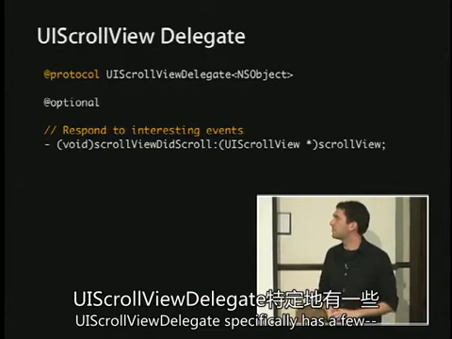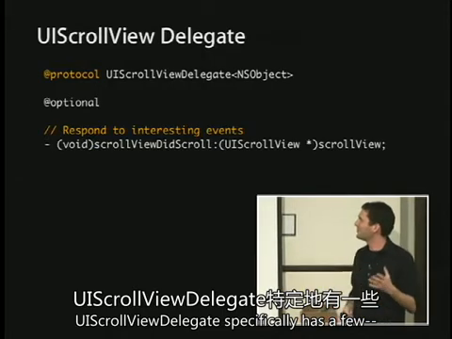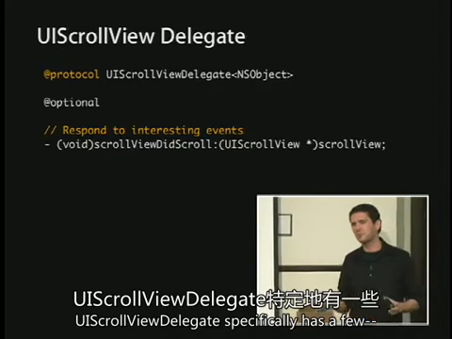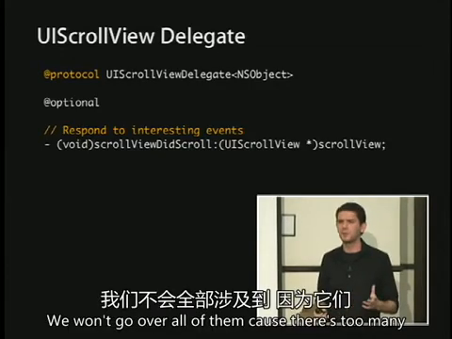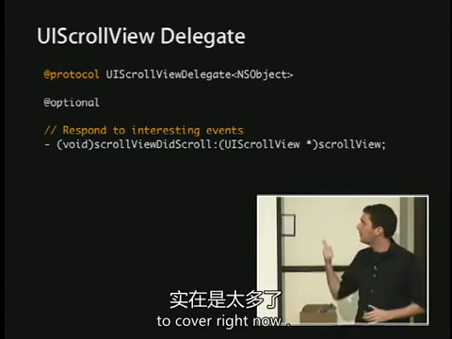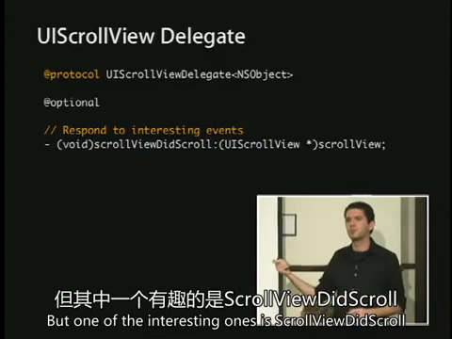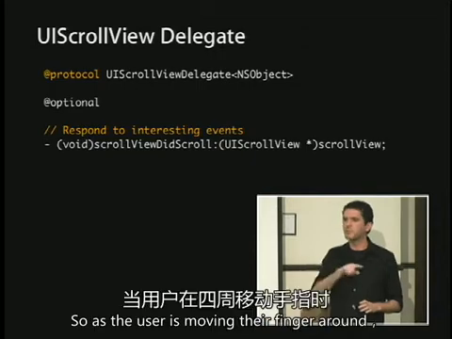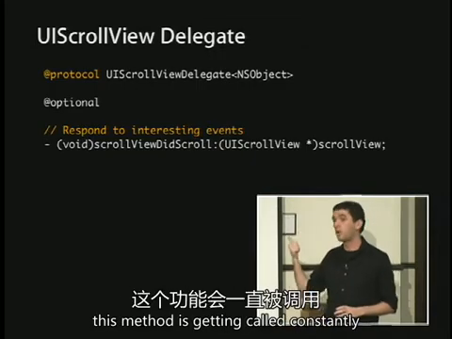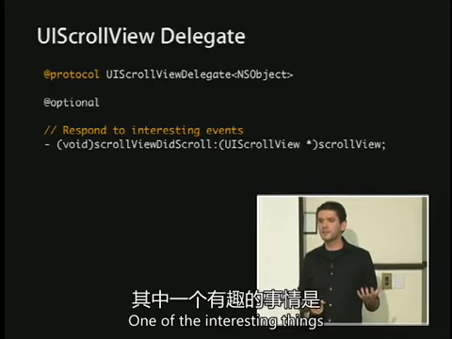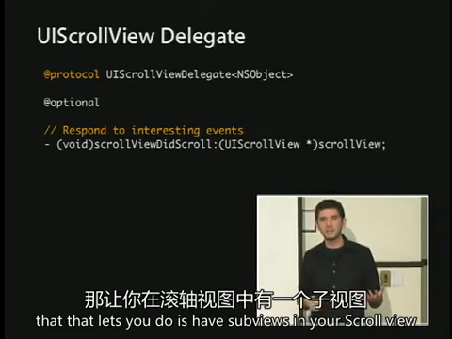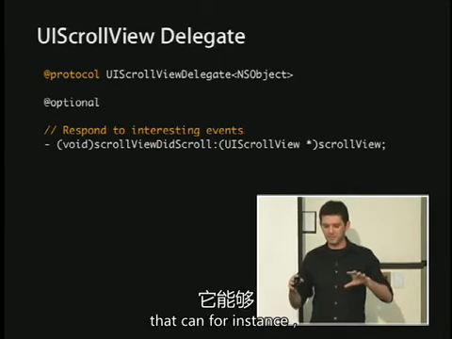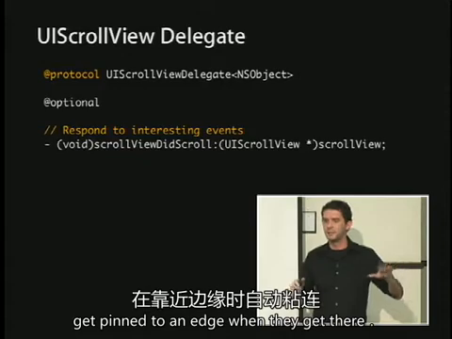The UIScrollViewDelegate specifically has actually quite a lot of delegate methods. We won't go over all of them because there's too many to cover right now. But one of the interesting ones is scrollViewDidScroll. This is called every time the scroll view's content offset changes. So as the user is moving their finger around, this method is getting called constantly. One of the interesting things that lets you do is have subviews in your scroll view that can, for instance, get pinned to an edge when they get there.